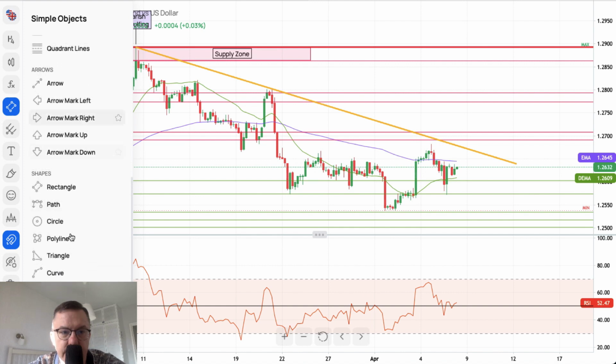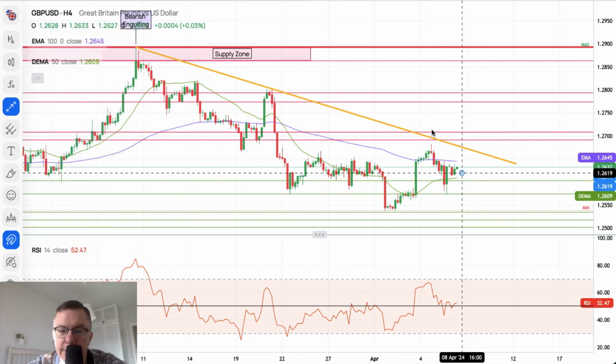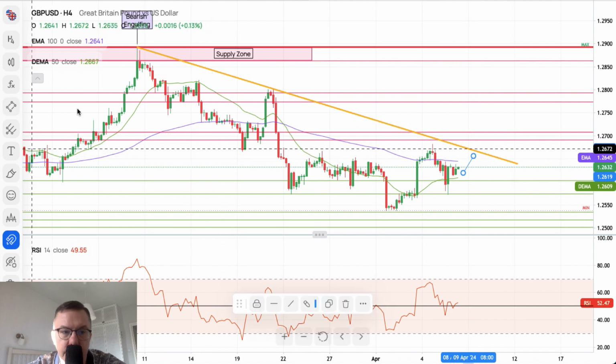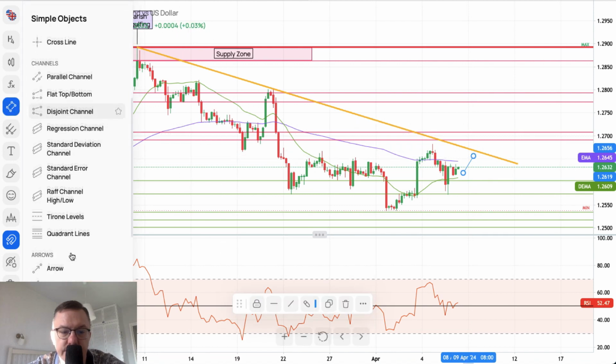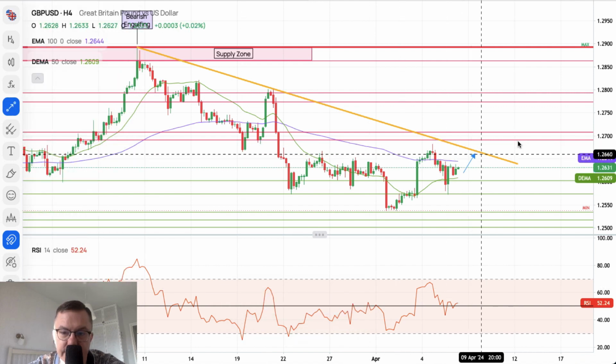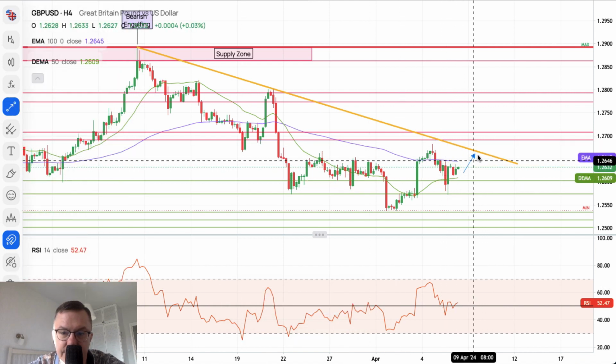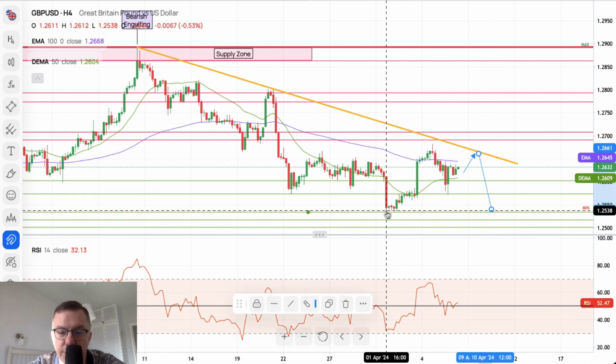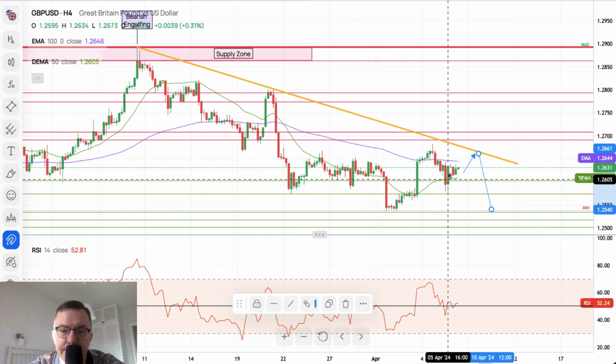Arrows, any arrows? Thank you. There you go. We can see this kind of movement, test of the trend line. I don't know if this will happen, but the scenario is pretty solid after this bounce, right? And then movement towards the swing low from the April 1st at 1.2538.